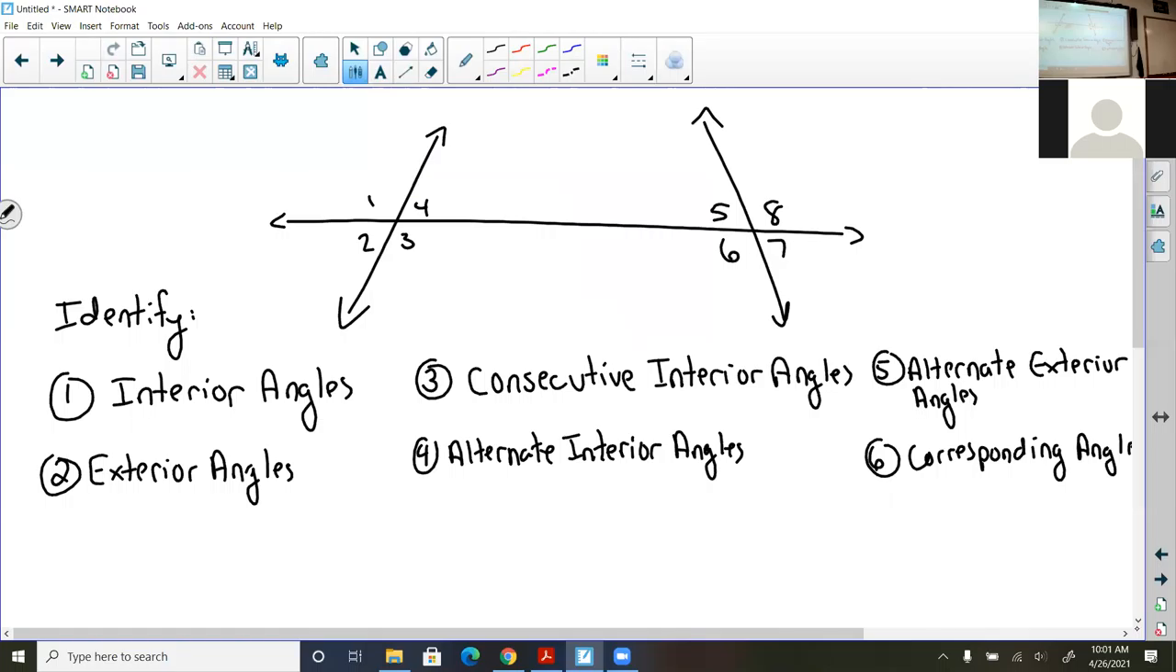I did rotate this on you. So kind of what was left and right of the transversal is now top and bottom. What was top and bottom of the intersecting lines is now left and right. So it may be advantageous to label a few of the sides if you want, just to kind of get that picture.